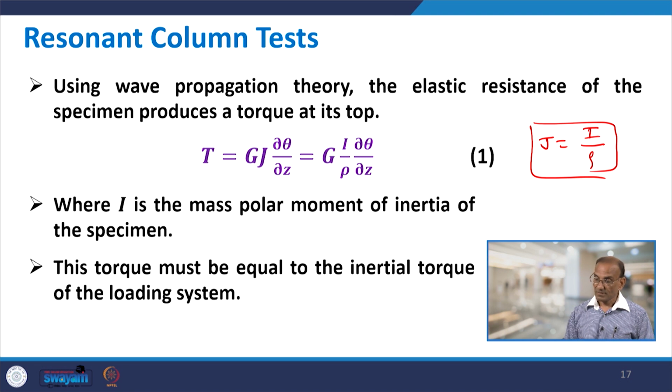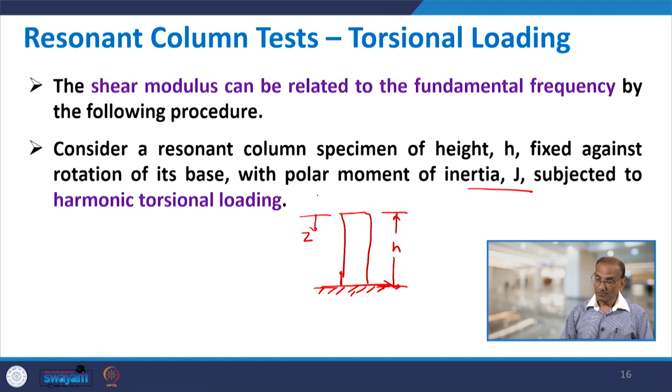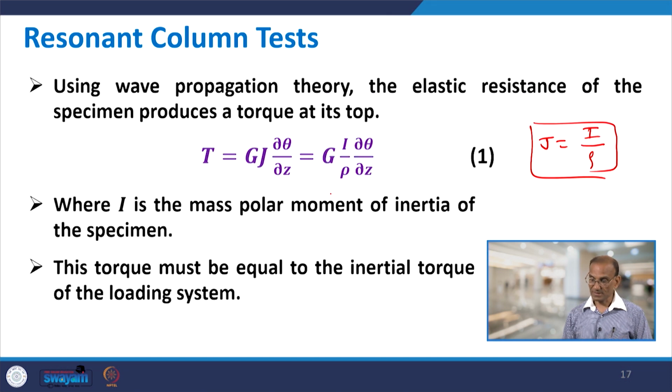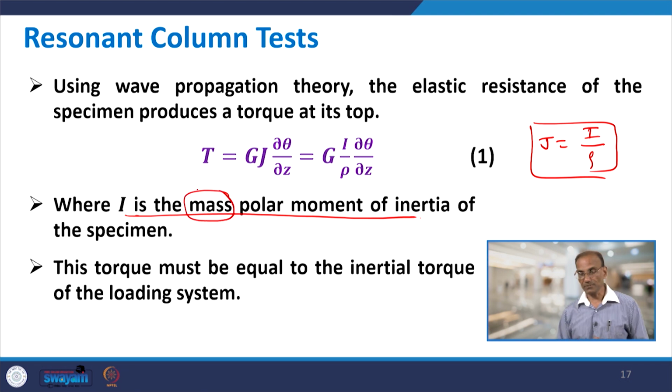I is the mass polar moment of inertia, so here mass is involved, right, but J was simply the polar moment of inertia.